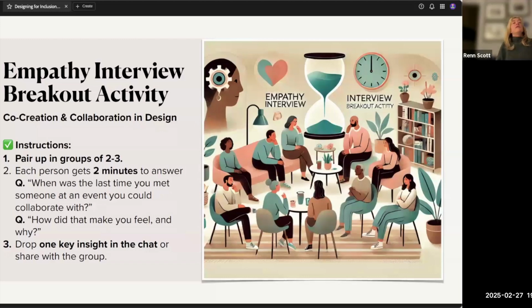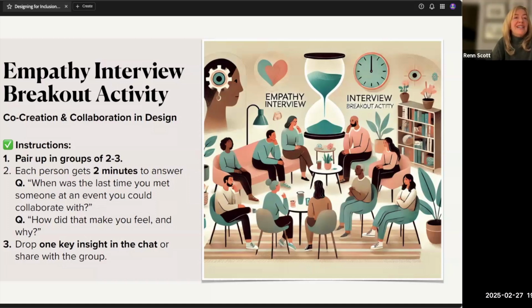So one of the most important aspects of human-centered design is understanding the people that we're designing for. But that really starts with how we relate to each other. Great design happens when we work together, share experiences, and build solutions together.